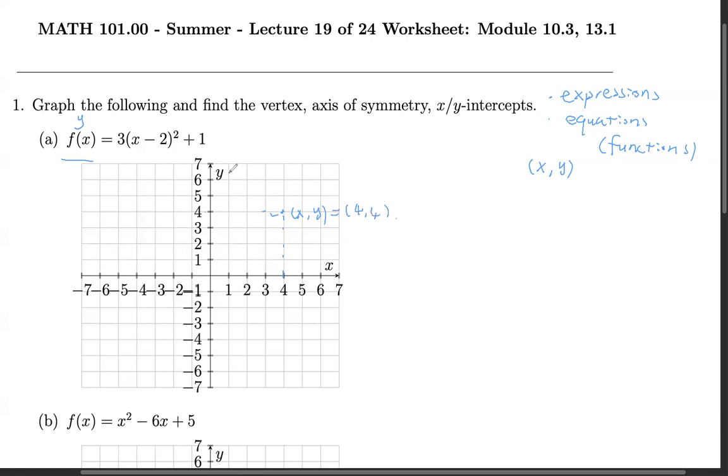But in the function world, we like to equal this y with f of x. So the x value is 4, and the y value is f of 4, and we call this the function value. In this case, the x value is 4, and the function value at 4 is also 4.